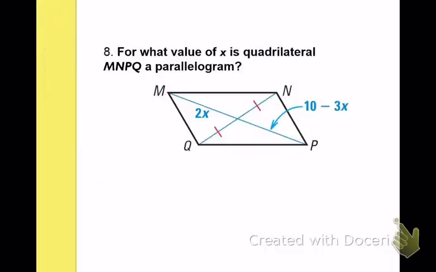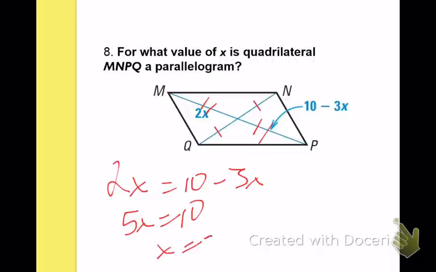Okay? And last but not least, this example here. For what value of x is going to make MNPQ a parallelogram? Well, again, we're talking about diagonals, and the diagonals need to bisect each other. So in order for this to be a parallelogram, these two expressions would need to be equal to each other. And so x would have to be 2. Okay? So that's showing that a quadrilateral is a parallelogram.